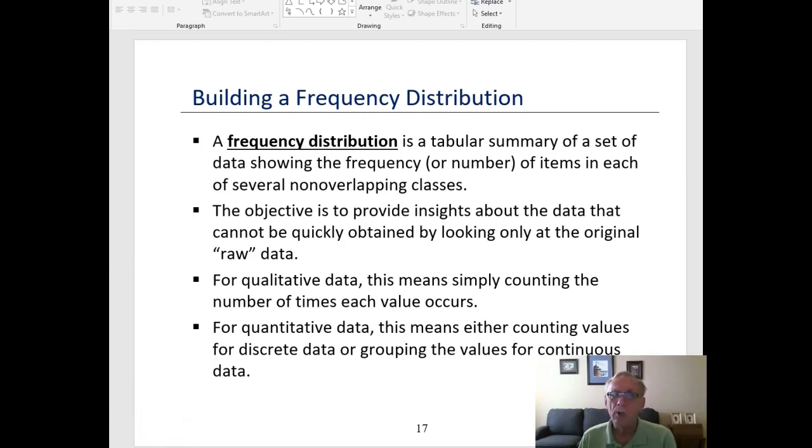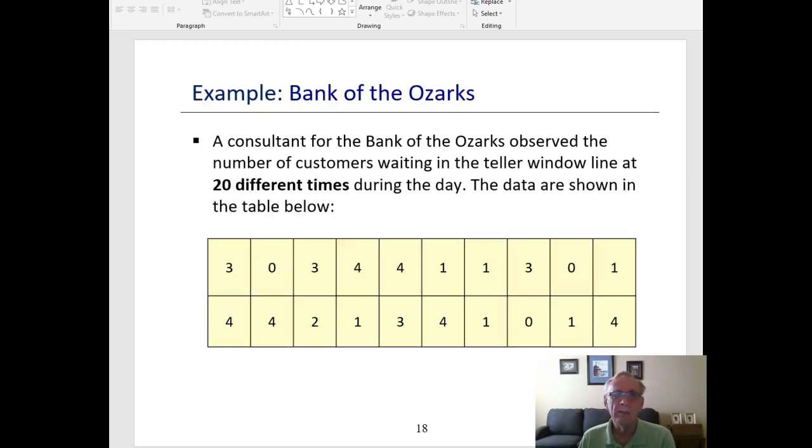In this chapter, we're also going to start working with frequency distribution. It's just a tabular summary of a set of data showing the frequency of items in each of the overlapping classes. We're going to use the Bank of Ozarks example that is available to us. There's 20 different times during the day that they're measuring the number of customers waiting to talk to a teller.